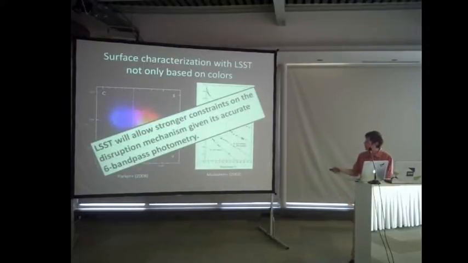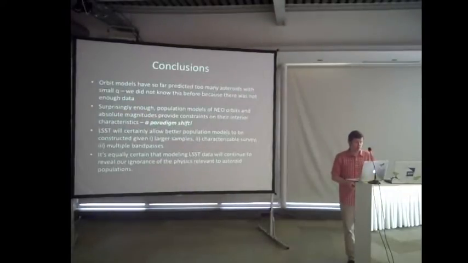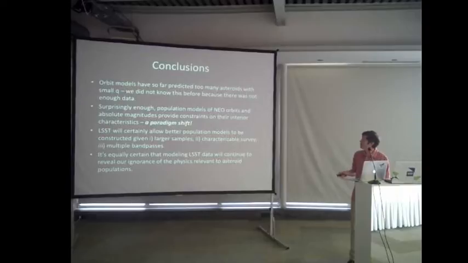So we will probably have stronger constraints on, for instance, the disruption mechanism, given both the accurate photometry and the fact that we have colors for everything. As a conclusion, I would say that the orbit models that we have had so far for NEOs have predicted too many asteroids with small Qs. And we didn't know this because we didn't have enough data. The data revealed that there is this problem, and modeling of the data, of course. And surprisingly enough, population models of NEO orbits at absolute magnitudes now also provide constraints on the interior characteristics of asteroids.